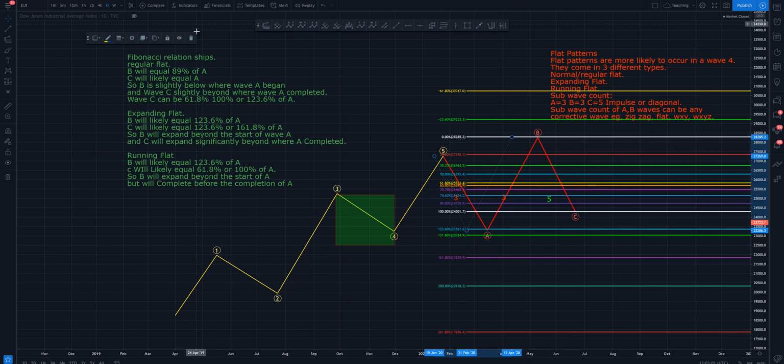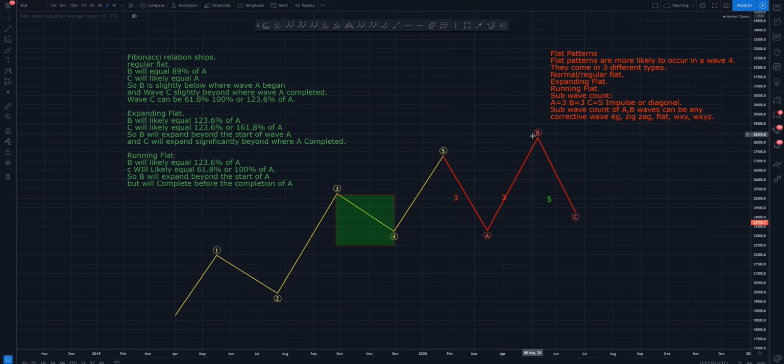What we can see is that B expanded beyond the start of wave A, similarly as we saw in the expanded flat, but C did not move beyond the A. In fact, it finished short of the A in terms of where the A completed, with the 61.8% extension of the wave A from the wave B for our C somewhere around here, and we can see that the C completed significantly before the A.